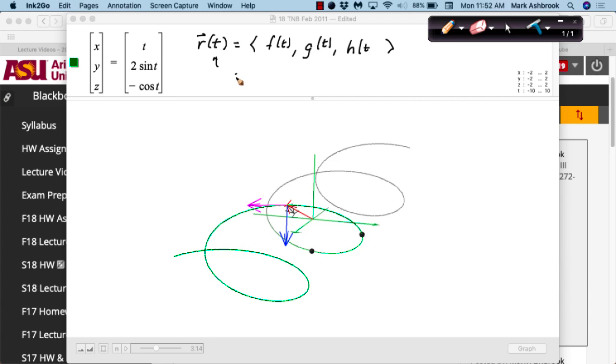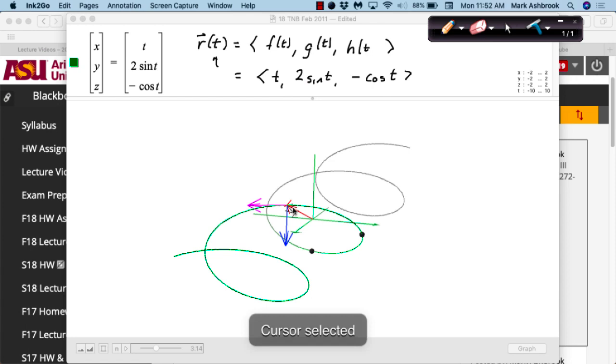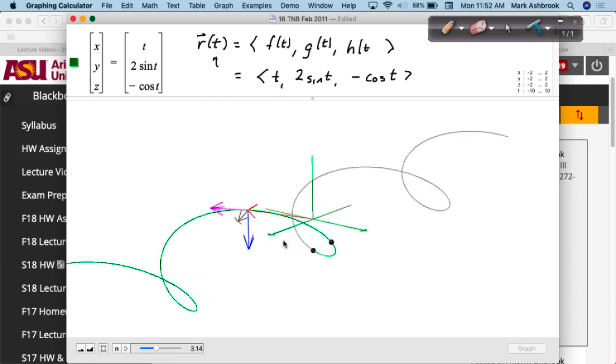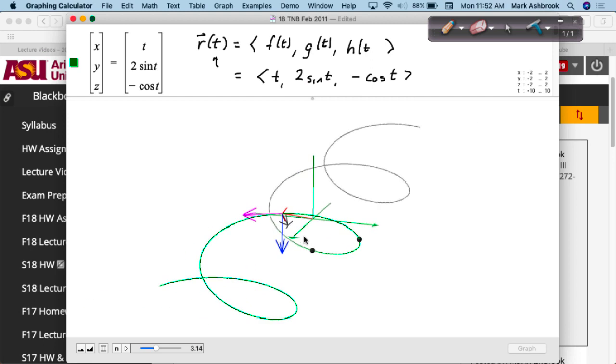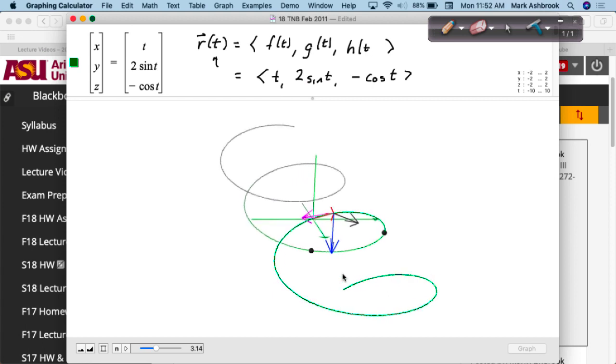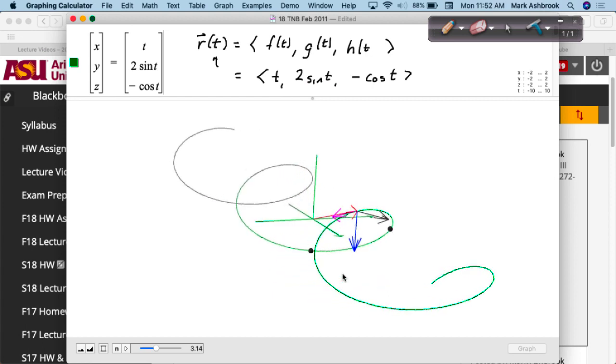So this one is t, 2 sine t, negative cosine t. And I've kind of stopped life here on this particular point, which is t equals pi. All right, so t equals 3.14. And so I want you to review. We got 4 different vectors. I've changed up the colors on you, if you can see them. So there's red, purple, blue, and black.